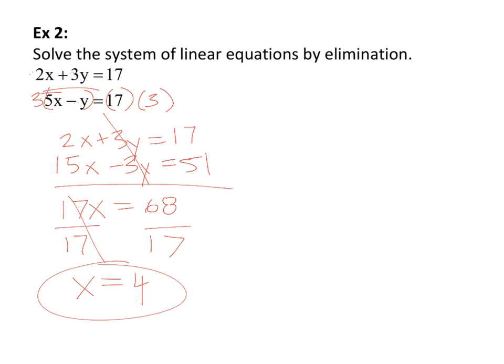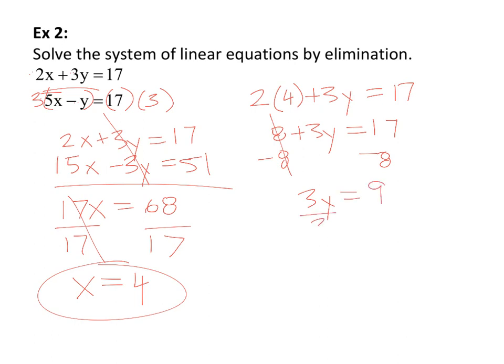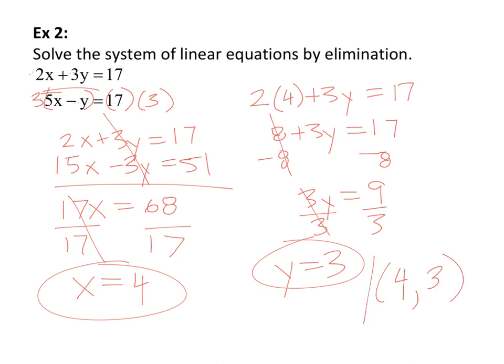Then all I have to do is plug the 4 into either equation for x. I'll plug it into the first. Of 3y is equal to 9, divide by 3, and y is equal to 3. So my answer is 4, 3. Done. On to the next example.